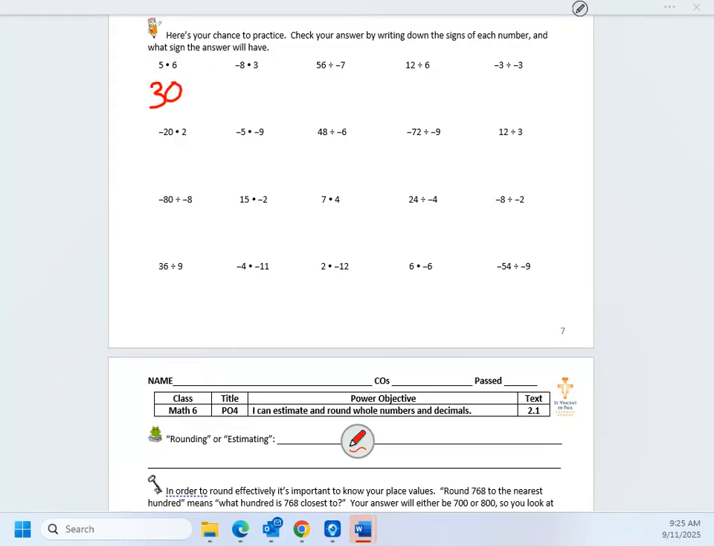Let's look at our next one. Negative 8 times positive 3. So that's a negative times a positive. What's my answer going to be? Jackson? A negative, because I have different signs. So I know my answer is going to be negative, so I'm going to put that negative symbol on there right away so I remember it's a negative number.